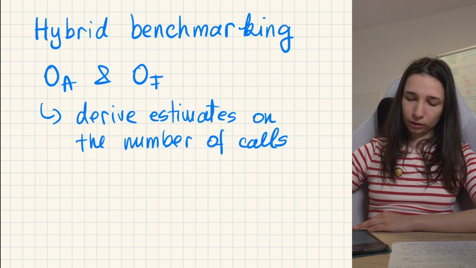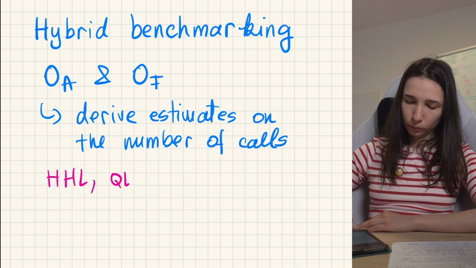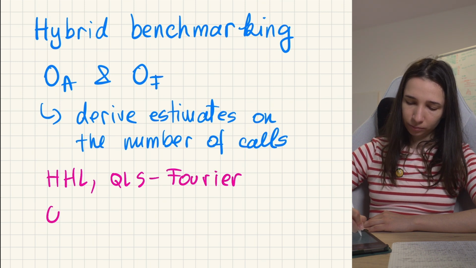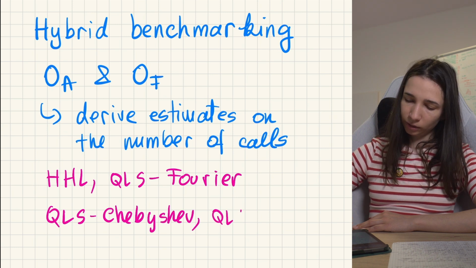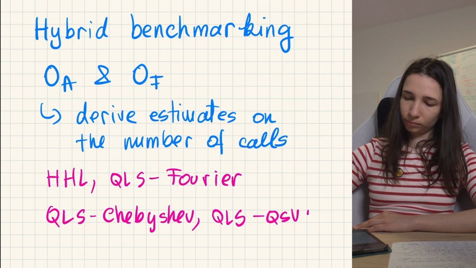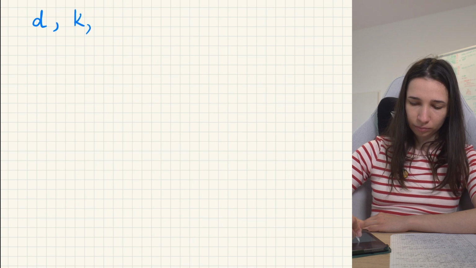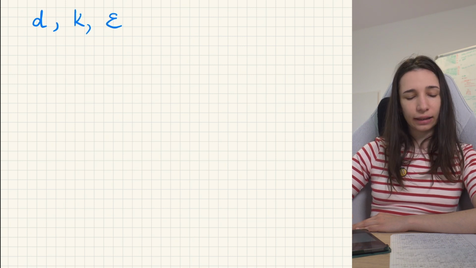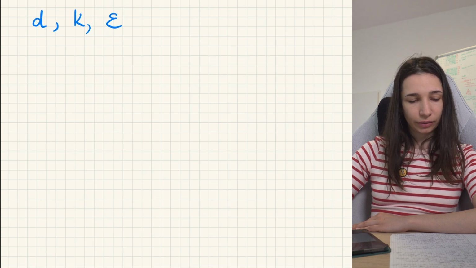That our methods of interest are making. So HHL, QLS Fourier, QLS Chebyshev, and QLS QSVT. These estimates depend strongly on parameters such as sparsity, condition number, and precision. Hence, to assess their performance outside the asymptotic regime is difficult.